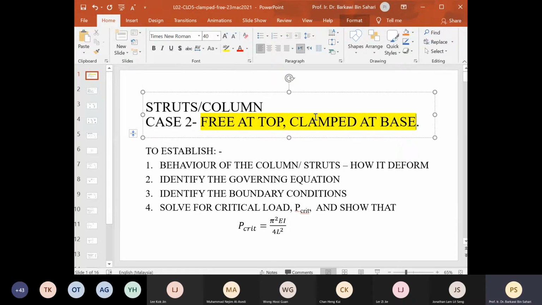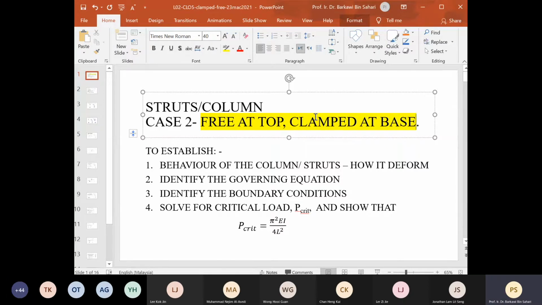Number 2 is to identify the governing equation, which some authors call the Euler equation for column, and solve this particular equation. It is a closed-form analytical equation which we can solve. Number 3 is to identify the boundary conditions in order to solve that equation.